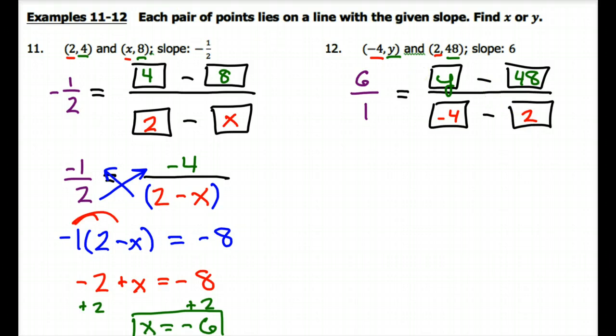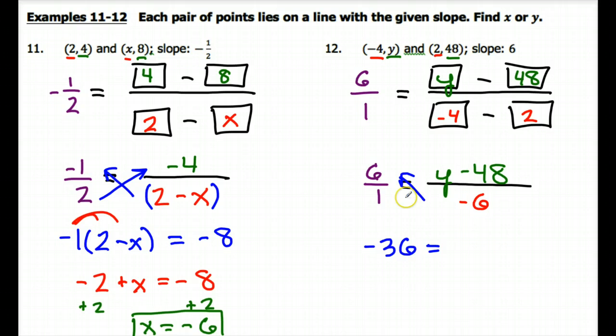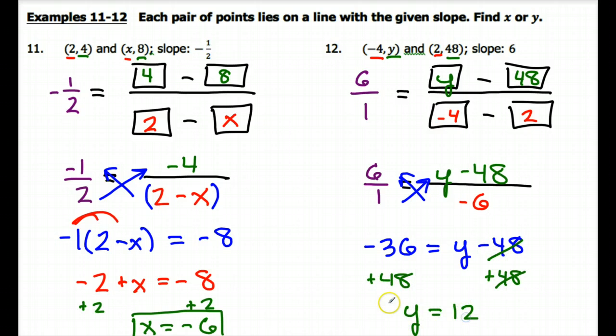down here. So doing a little bit of simplifying, I get 6 over 1 is equal to y minus 48, we just need to leave that alone, all over negative 4 minus 2 just simplifies to negative 6. And so now I can do my cross multiplication. 6 times negative 6 is negative 36. That's going to be equal to 1 times y minus 48, which is just y minus 48. And now I can add 48 to both sides. Okay, so for this one, y is equal to 12, which is our missing y coordinate here.